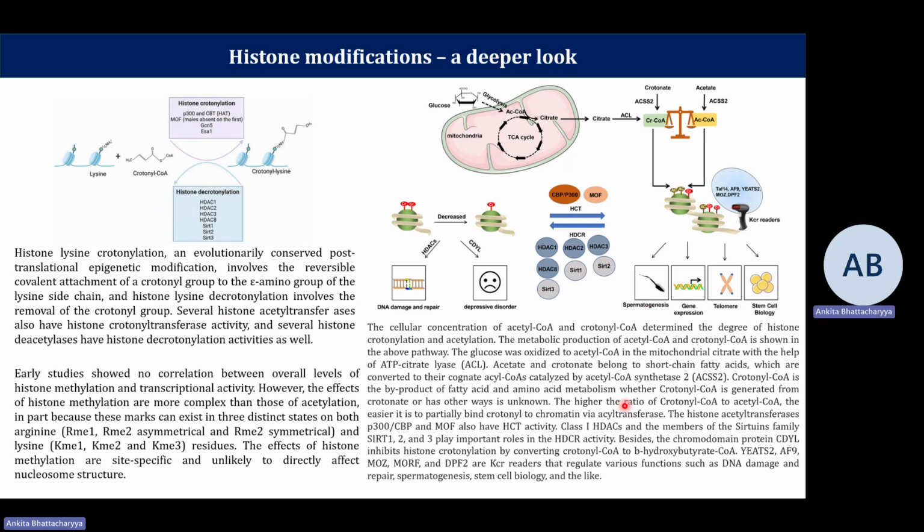The higher the ratio of crotonyl coenzyme A to acetyl coenzyme A, the more it is actually the stoichiometry which predominates here. Depending on the stoichiometric distribution of both of these types of substituent groups, one of them will have a higher propensity to bind to the acetyltransferase or acyltransferase, and accordingly that modification will be more commonly added onto the histone, and therefore that will predominate. So it depends upon the availability.